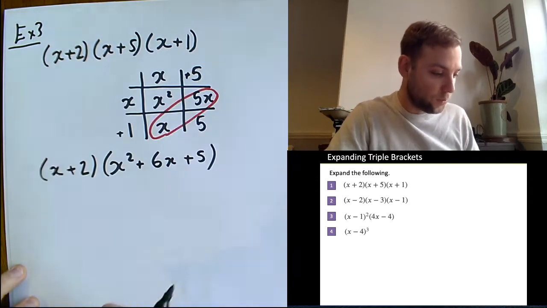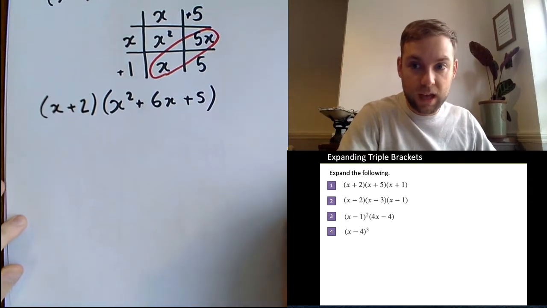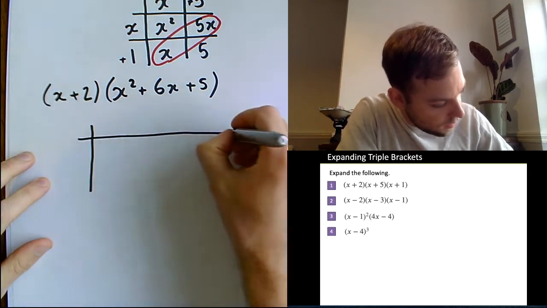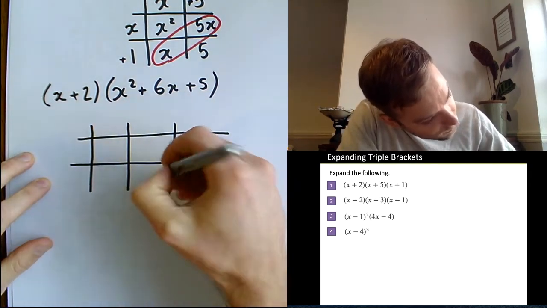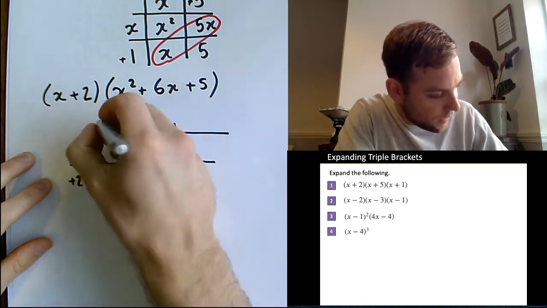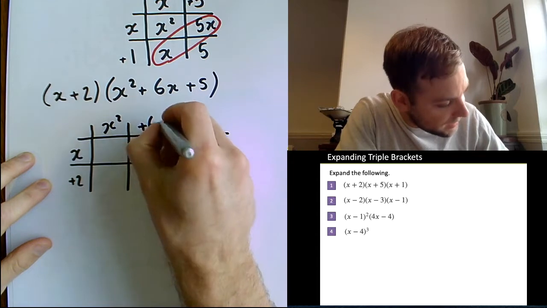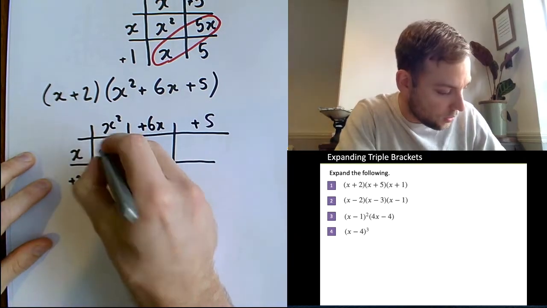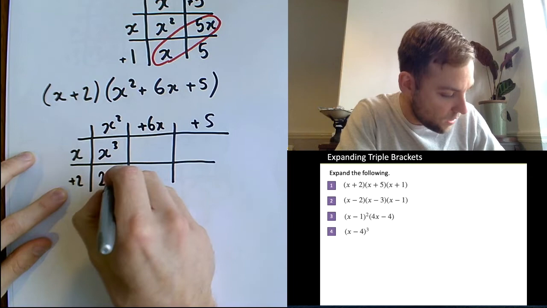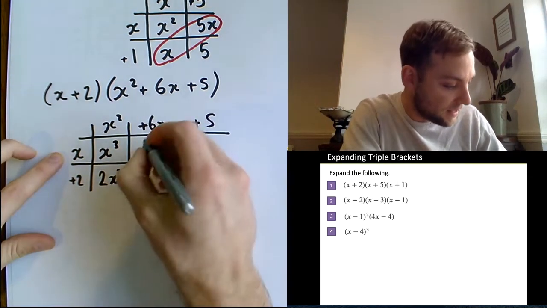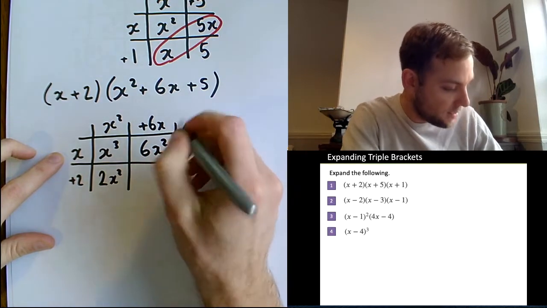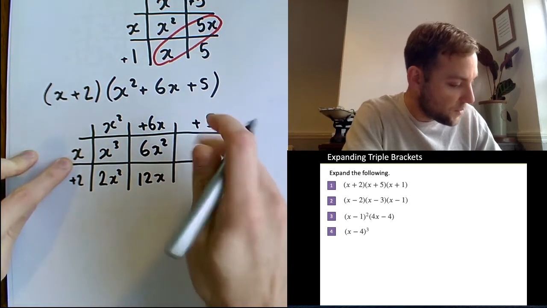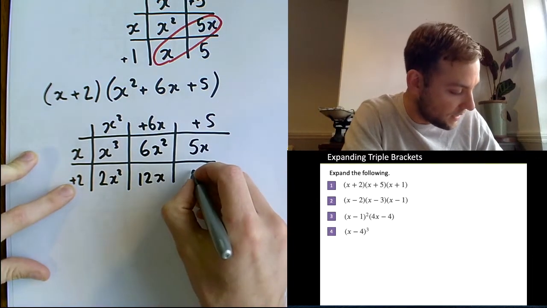So we've expanded that first one, and now we're expanding that second one. Remember, this is 2 by 3. It's very similar to the ones we've just done. So it's going to be x plus 2, x squared, plus 6x, plus 5. So x times x squared is x cubed. 2 times x squared is 2x squared. X times 6x is 6x squared. 2 times 6x is 12x. X times by 5 is 5x, and 2 times by 5 is 10.